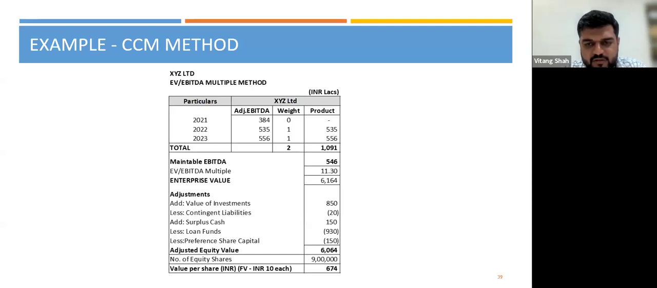And an industry multiple of 11.3 is applied, on the basis of which an enterprise value of 61 crores is arrived at. Now, since this is an enterprise EBITDA multiple, interest is not considered as an expenditure. Therefore, you arrive at an enterprise value. From the enterprise value, as we had seen earlier in the income approach under the DCF method, all the loan funds and the preference share capital need to be reduced. And since this is operating EBITDA, the investments and the cash need to be added separately to arrive at the equity value of the company.